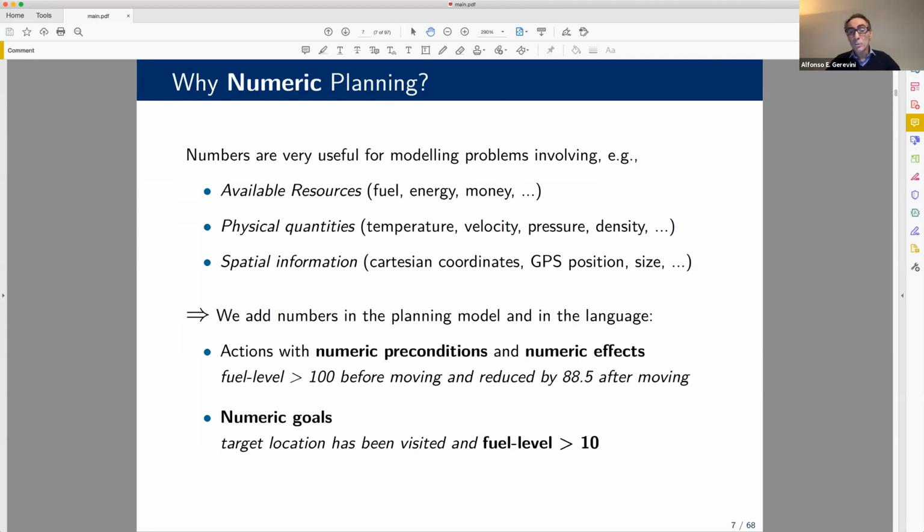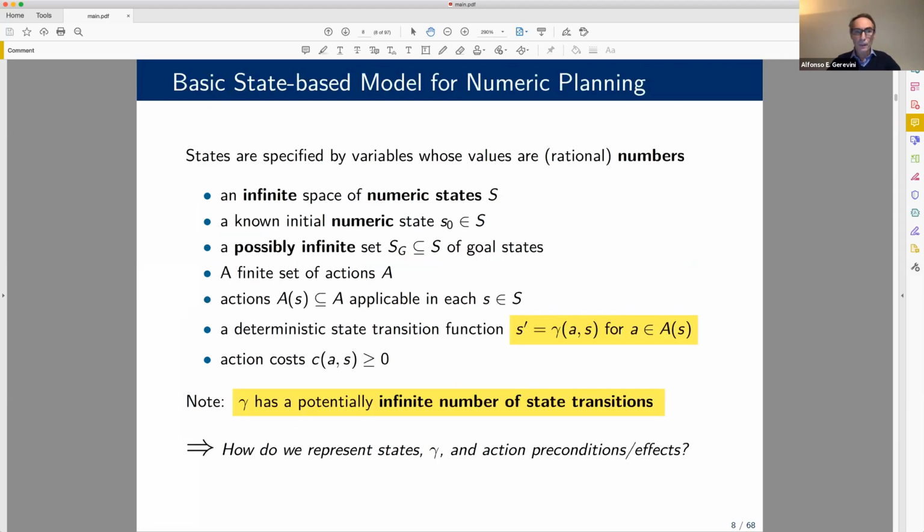We also have numeric goals in addition to the propositional goals. For example, not only do we want the target location to be visited in our logistics problem, but we also want that at the end of the plan, the fuel level is at least 10, just to give a very simple example.